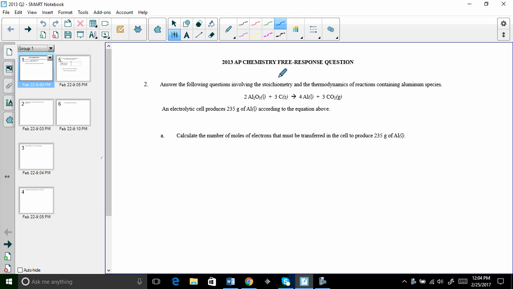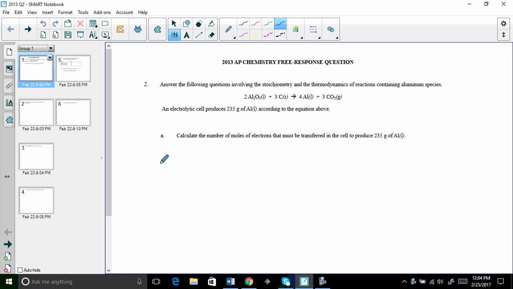Answer the following questions involving the stoichiometry and the thermodynamics of reactions containing aluminum species. Here's the first one. An electrolytic cell produces 235 grams of aluminum according to the equation above. A, calculate the number of moles of electrons transferred.